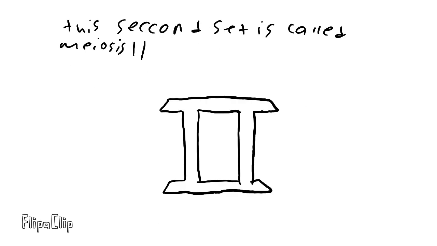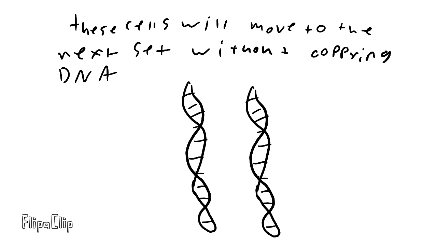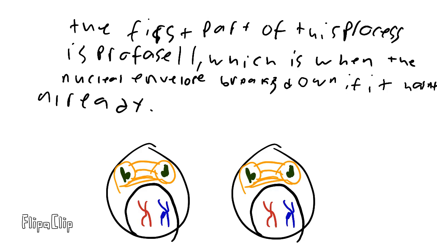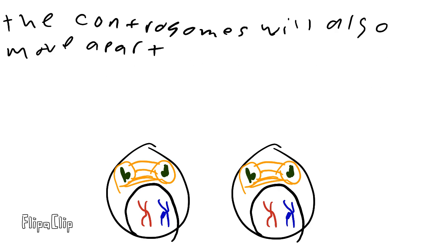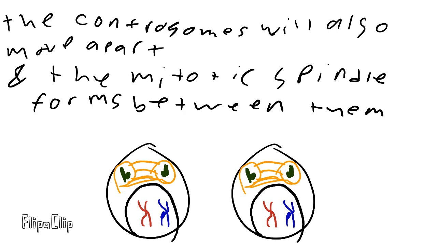The second set is called meiosis 2. This is only for haploid cells. These cells will move on to the next set without copying DNA. The first part of this set is prophase 2, which is when the nuclear envelope breaks down, if it hasn't already. The centrosomes will also move apart, and the mitotic spindle forms between them.